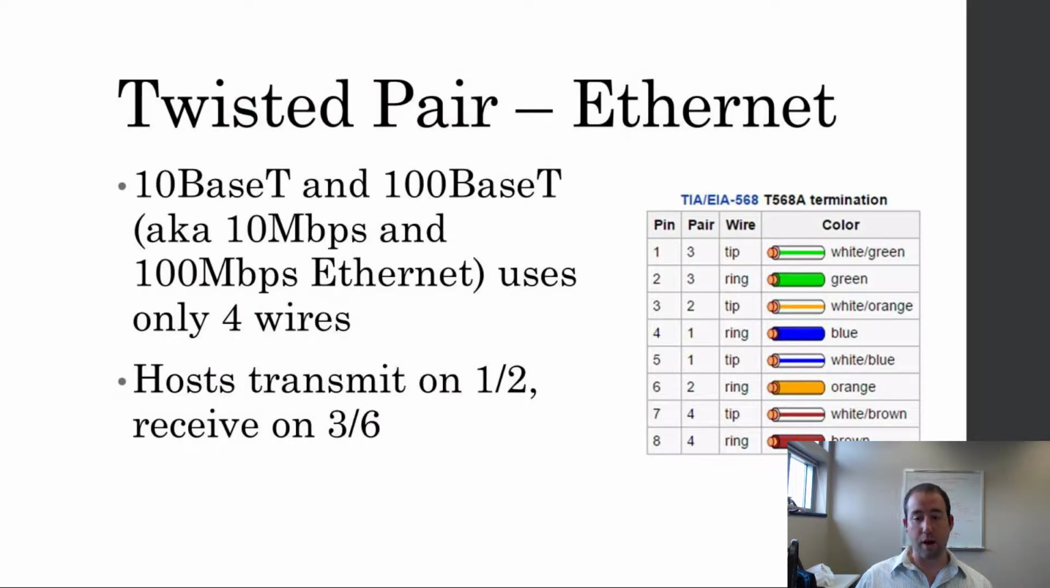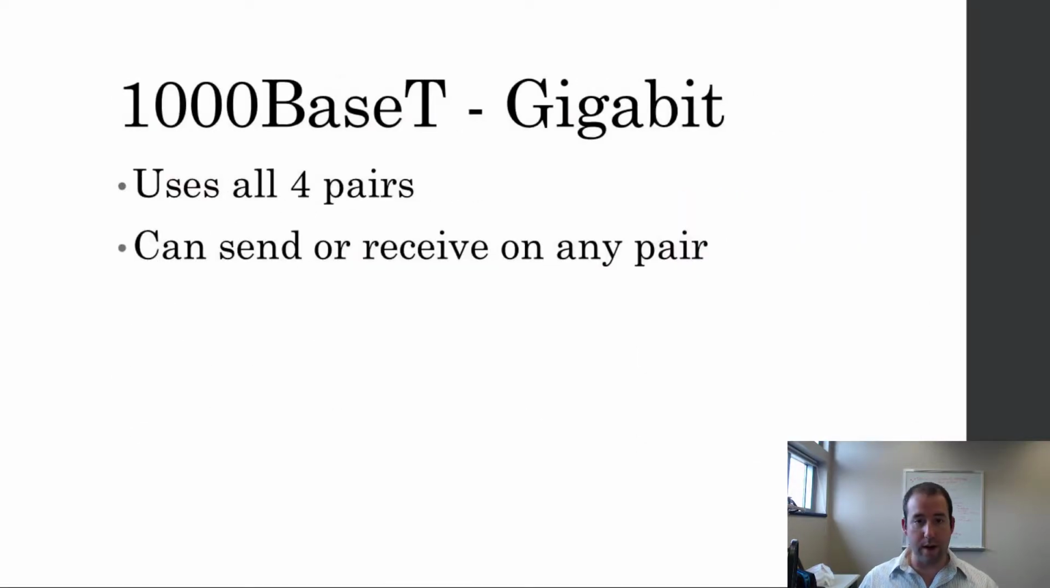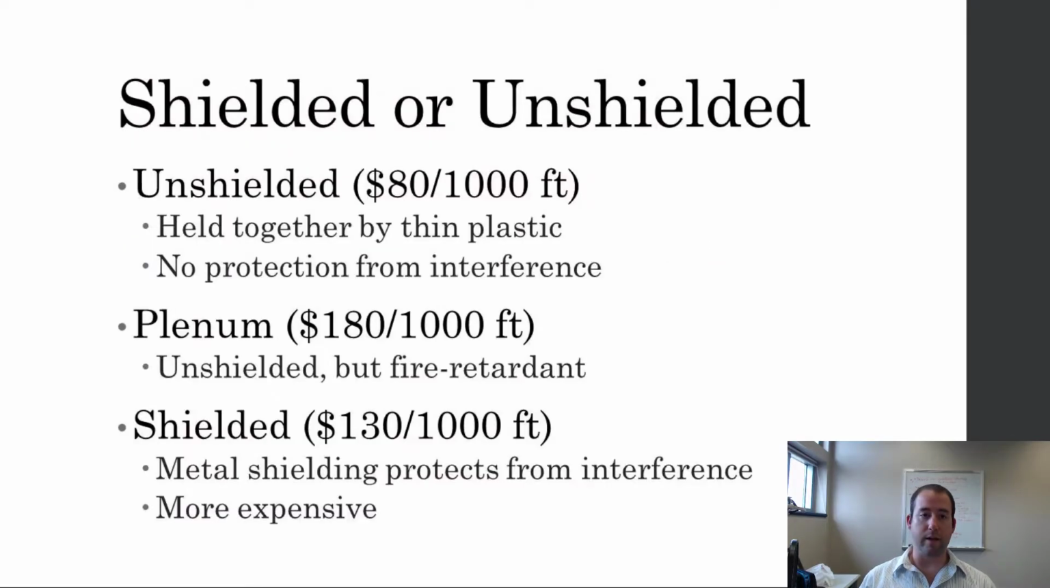So the host, you would transmit on 1 and 2, receive on 3 and 6. Now that we're in 1,000 base T or gigabit Ethernet, gigabit connections, you're going to use all 4 pairs most likely, and you can send and receive wherever you need to. Here's where I was going.